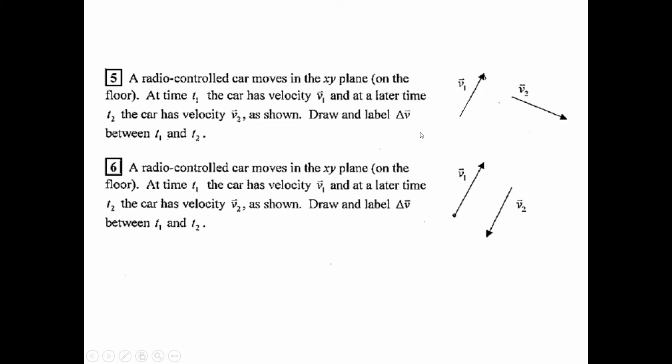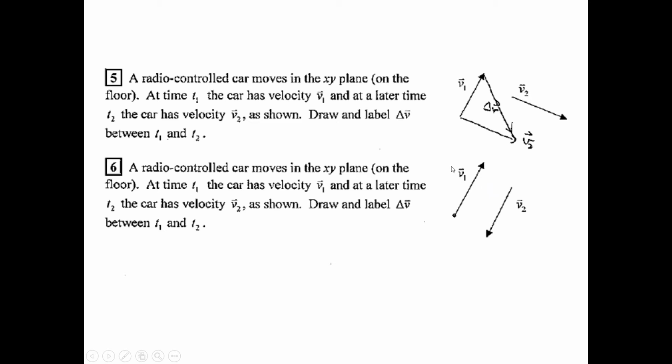So how do we do that? Well, one way to do it is to put the vectors with their tails at the same location. We can always move an arrow that represents a vector to any other location without changing its magnitude and direction, because those arrows both represent the same velocity vector. And then once we've done that, to draw delta v, we go from the initial tip to the final tip. So delta v looks like that in that case.